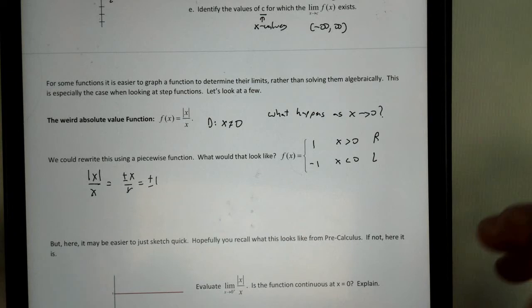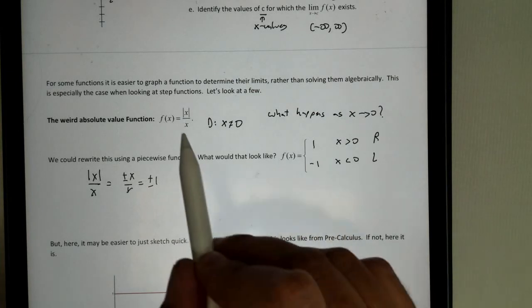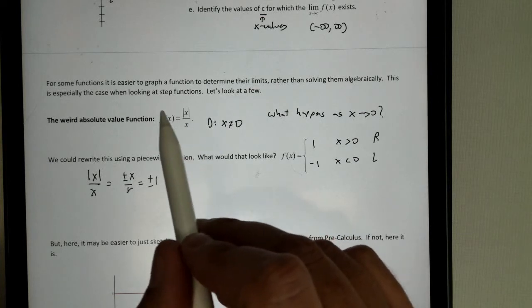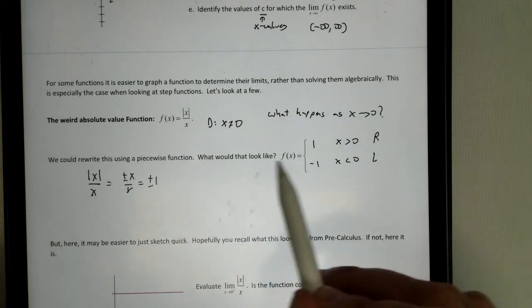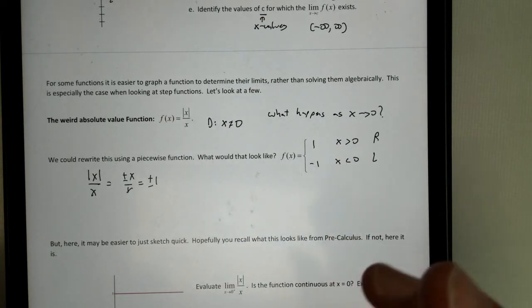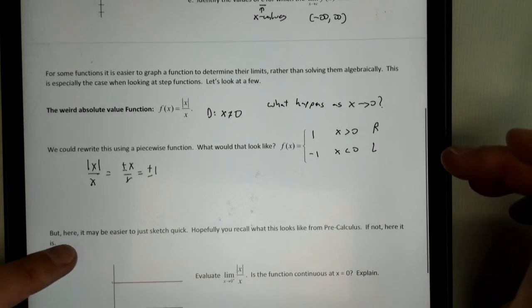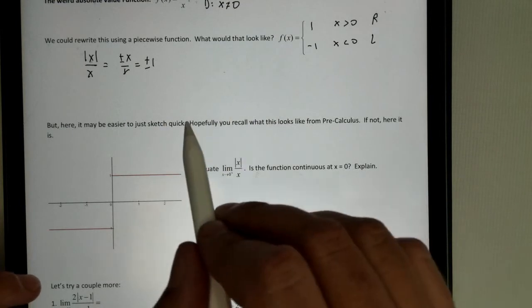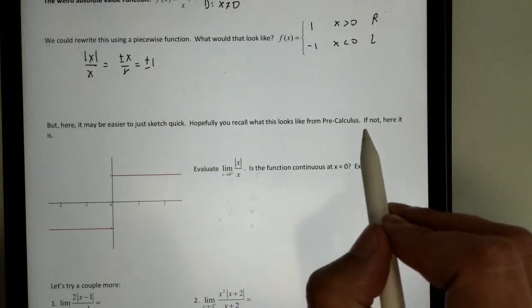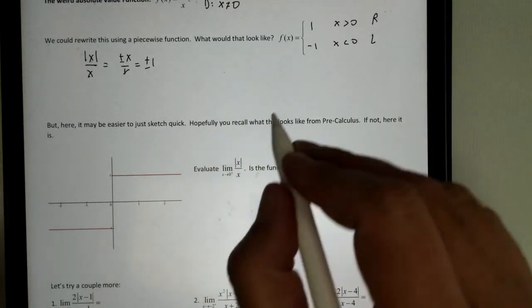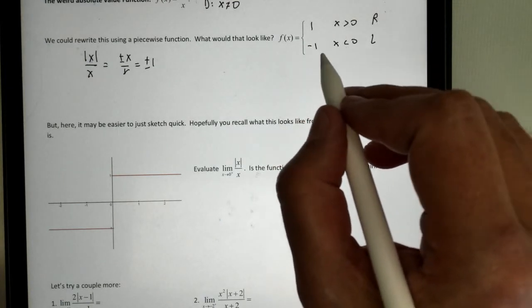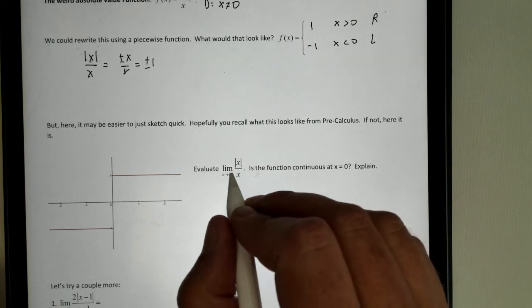One approaches from the positive, one from the negative. Now, this one's not so bad, but we can obviously come up with some really complex functions that may make it harder to write them as a piecewise function. So another way we can do it is just to graph them. And here we have it. Hopefully we recall from pre-cal what this graph looks like. Again, if x is greater than 0, it's positive 1; less than 0, it's negative 1. So here we have our function.